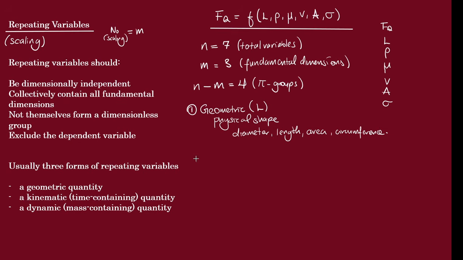You start with L for the geometric, and then the second type of variable is what we call the kinematic variable. So that's K for kinematic, and this will introduce your time term. Okay, so this now describes the motion of the fluid, about the rate it moves through time. So examples of kinematic scaling variables, here you have velocity, acceleration, and angular speed.